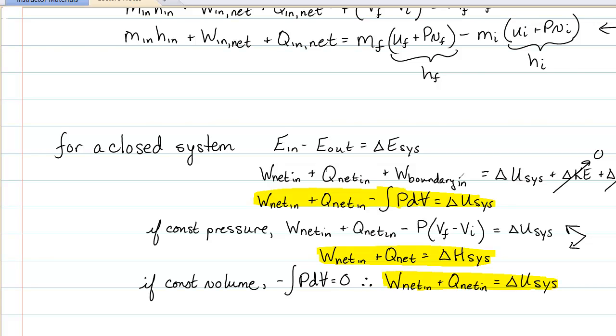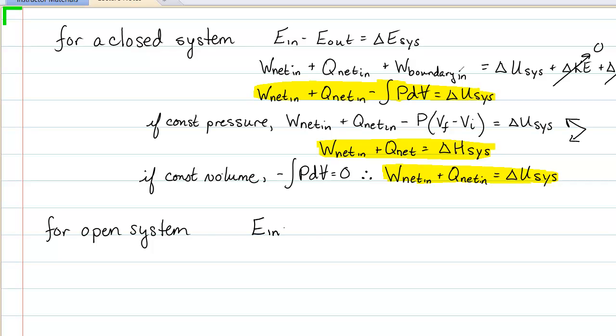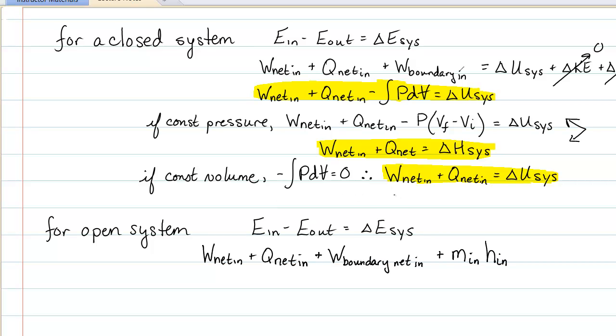Moving on to the case where we have an open system. Again, we start with energy in minus energy out equals the change in energy of our system. In this case, though, our energy in and energy out involve heat, work, and mass interactions. So here we still have net work in plus net heat in plus boundary work in. And now we have mass flow in and the energy that it brings with it, minus mass flow out and the energy that it takes with it. And again, we use enthalpy here because it's a flowing fluid and it carries with it what we call flow energy, or there's some energy required to push the fluid into the control volume.